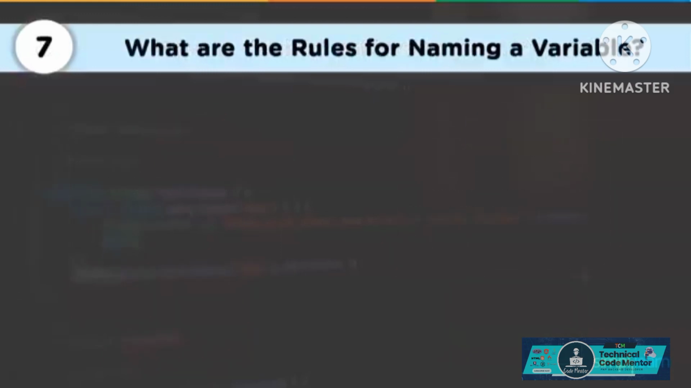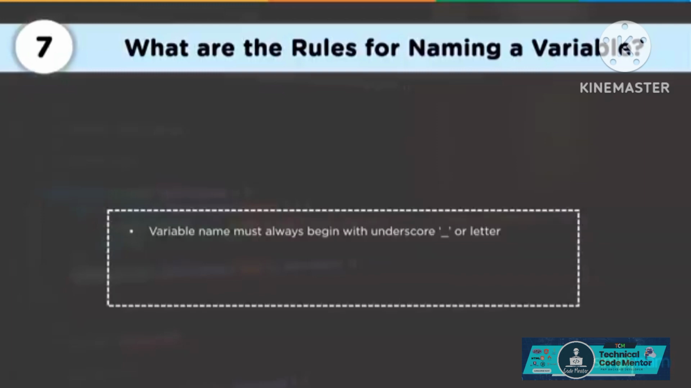Next, what are the rules for naming a variable? Now there are certain rules, or certain good coding practices, which you have to follow while naming a variable in your PHP code. So a variable name must always begin with an underscore or a letter. So it cannot begin with a number or a special character for that matter.